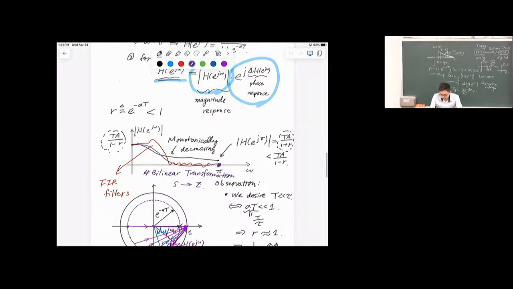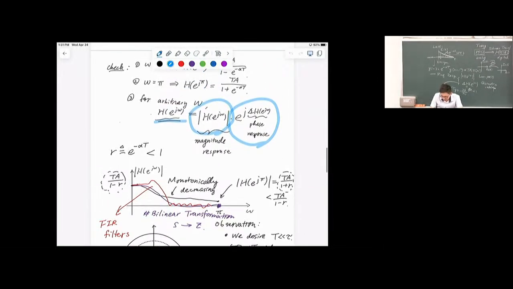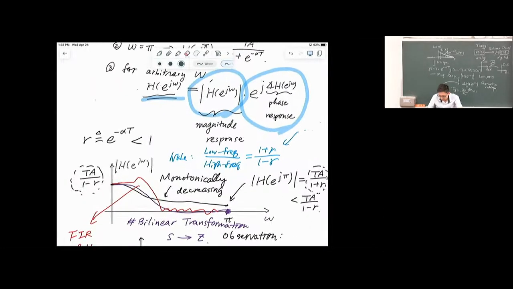Here we have an additional note. If we divide the low frequency gain versus the high frequency gain, roughly speaking, this quantity is equal to 1 plus R divided by 1 minus R, because the gain is 1 over that, right? And this provides a contrast. You can think of this as a contrast.